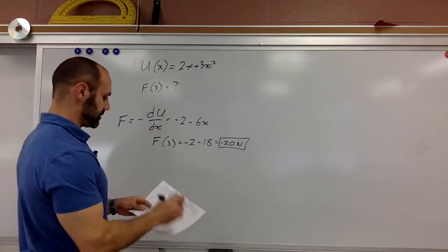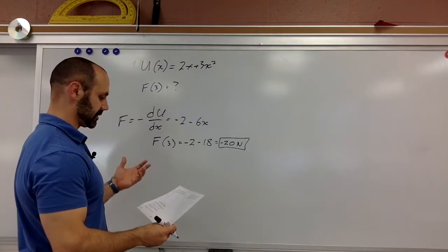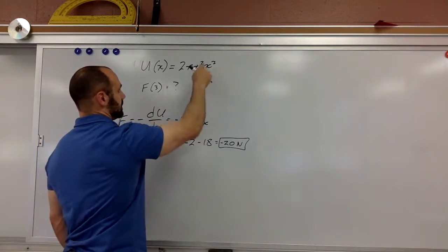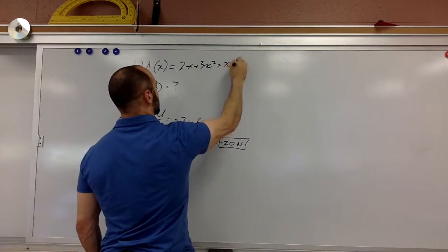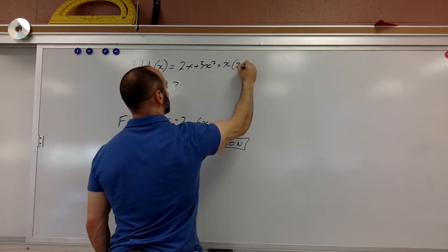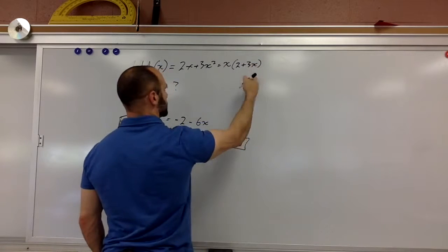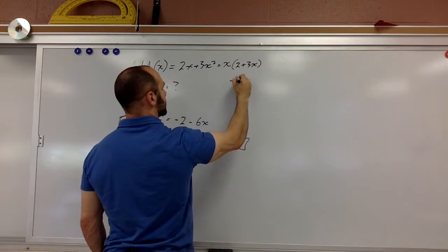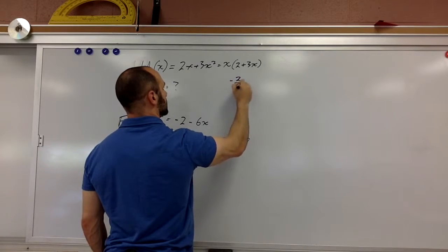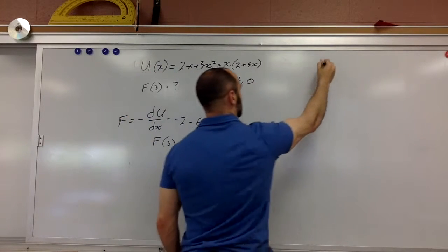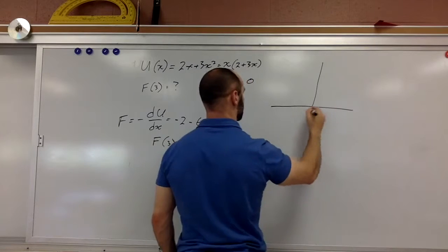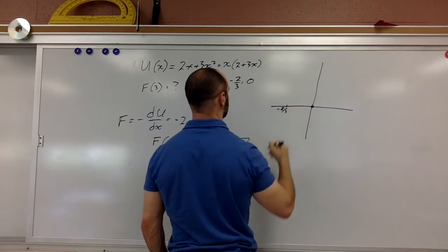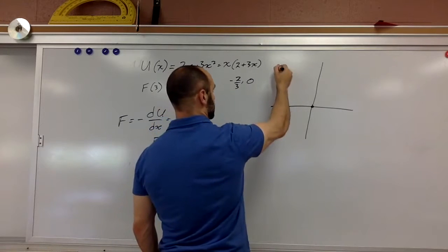Okay. And we've got these graphs here so we can see what the graphs look like and how they are related to each other. We have these functions. If we factor out x, then we get x times (2 plus 3x). And so our zeros for this are negative 2/3 and 0. So for the potential energy graph, I've got 0 and negative 2/3. And so this is going to look like this.